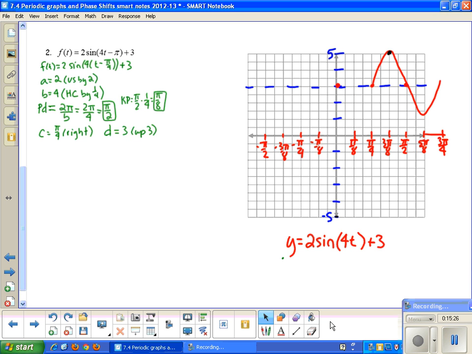So that would be my new graph. And then of course I could do another cycle. So if I did another cycle, the next point would be down here. And I think I'm a little off from the graph, so I'm going to bring that down a little bit.